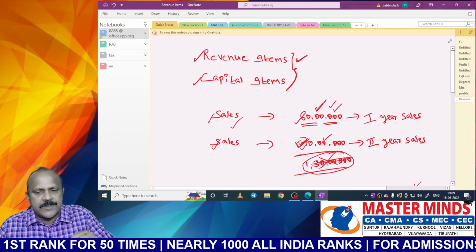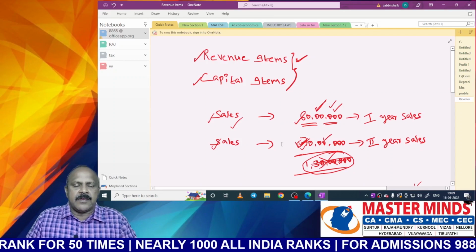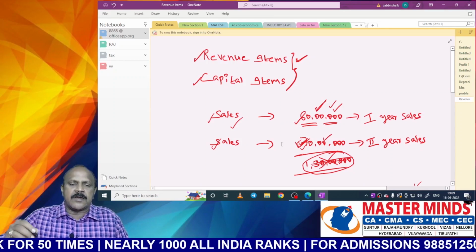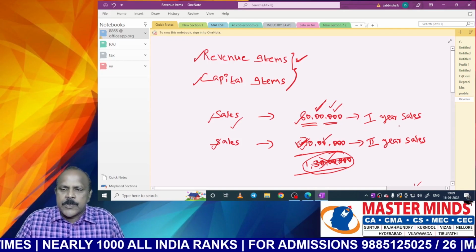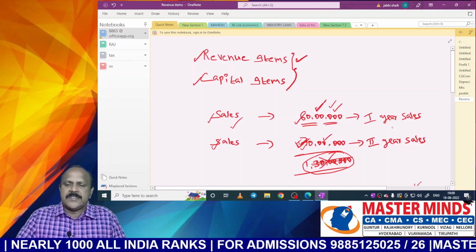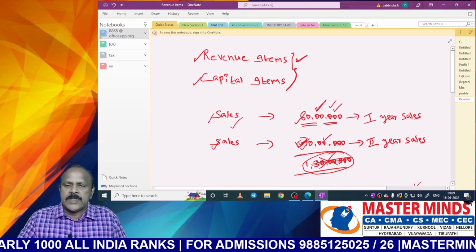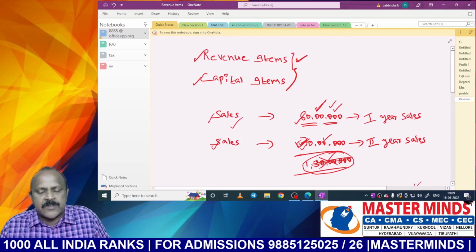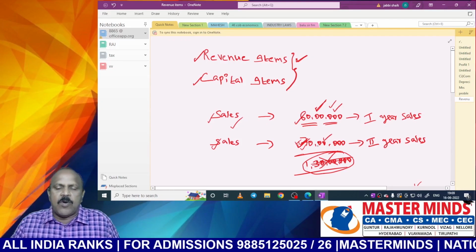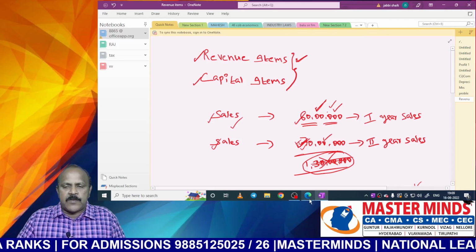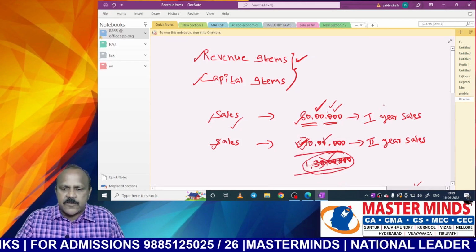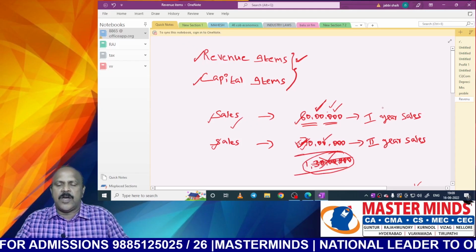Okay, now once again, what are called revenue items, students? The items that are confined only to the year of their occurrence are called revenue items. Here, first year sales is confined to the first year itself. Second year sales is confined to the second year itself. What I mean to say, first year sales should not be carried forward to the second year. This way, sales is a revenue item.